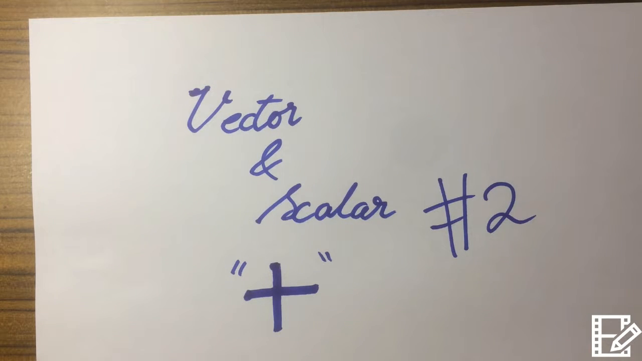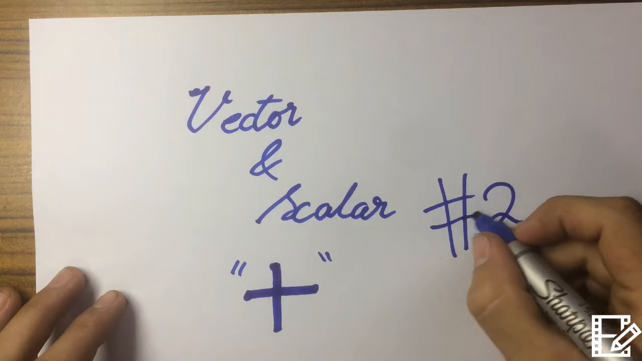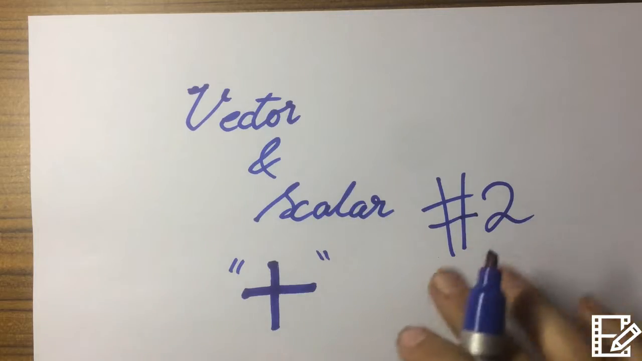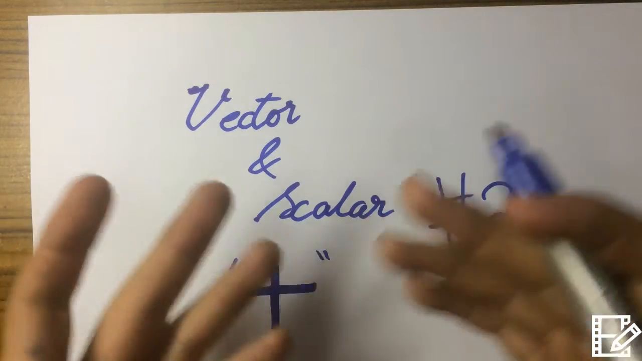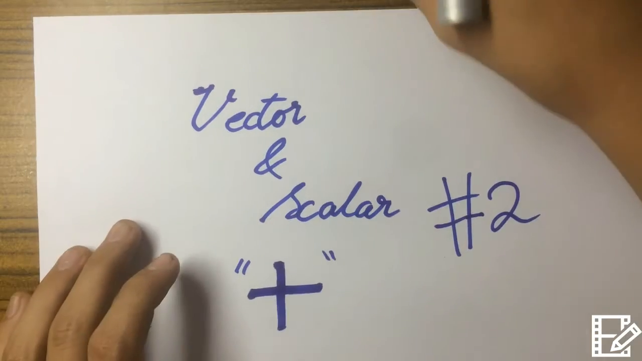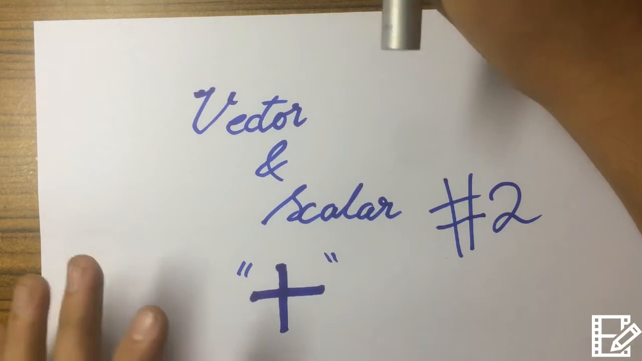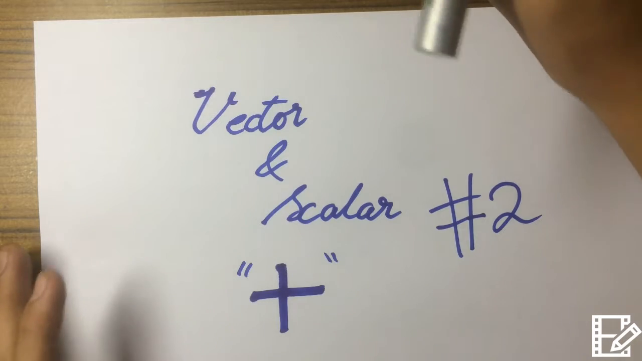This video will be focusing on vector addition using numbers. In the previous video, the first video, I showed you how vectors are added together without numbers, just the vectors themselves. This time I'll be showing you vector addition using numbers, vector and scalar addition.